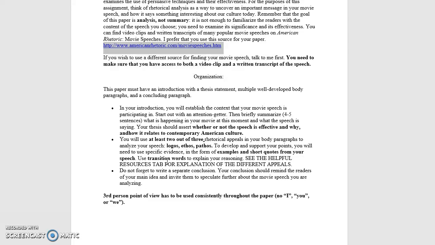It's kind of like that hamburger where you have to have the top bun, the bottom bun, and all the good stuff in the middle. You have to have them to hold it together. So in your introduction, I've listed your tips and what you should include. You will establish the context that your movie speech is participating in.